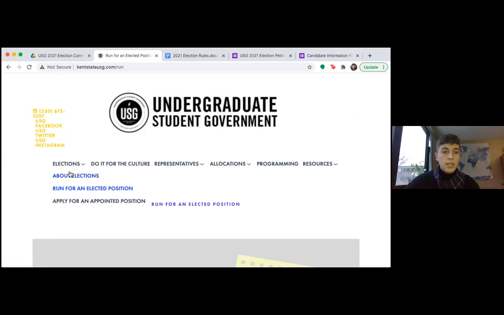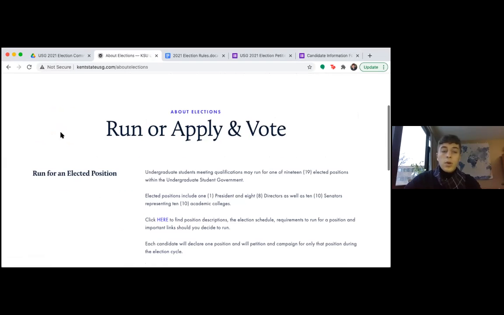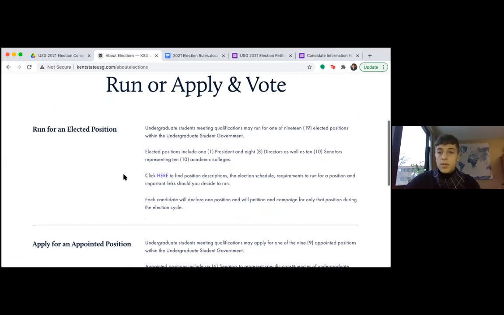So you're going to click on elections. You can go here and learn about elections in general. We do have elected and appointed positions in USG. Those of you here are likely interested in running. That includes the position of president, 8 directors, and 10 elected senators. Appointed positions, we will have information about that later, but that is also something you can look into if you don't want to run, or if for some reason you cannot run or you lose your race. That might be something that you can apply for if you are still interested and you feel like you're qualified.